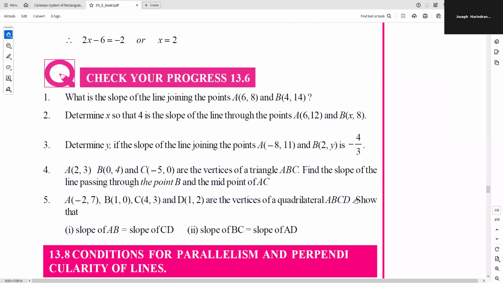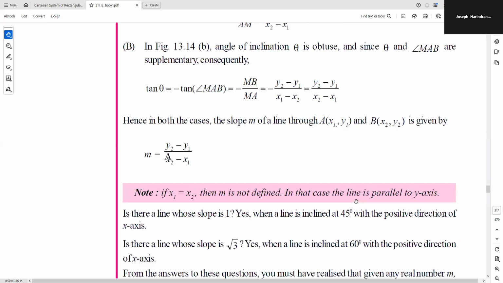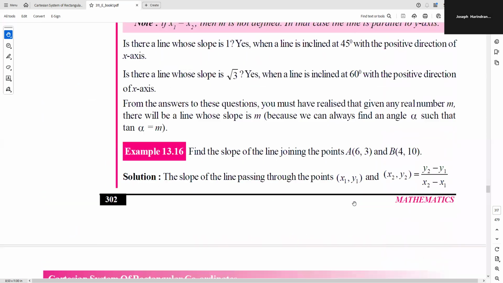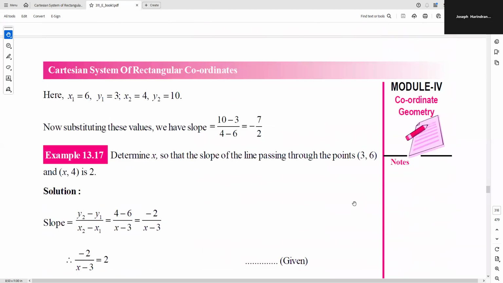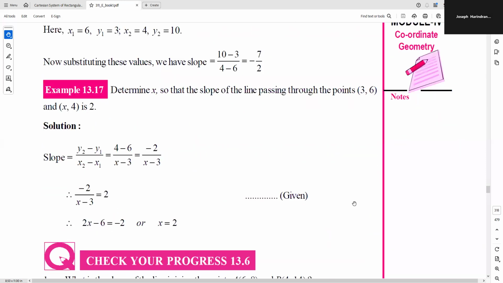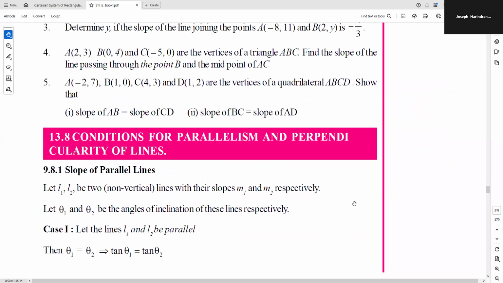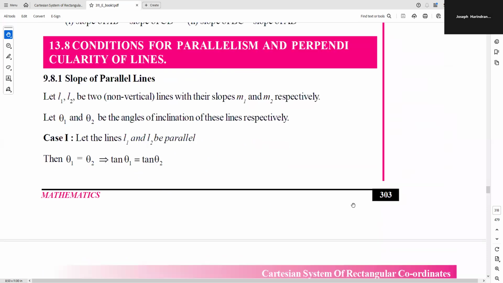We have some exercises there. Questions are there. We can work out finding the slope using the same formula, y2 minus y1 by x2 minus x1, of the 2 points. Then we can find the slope of the line passing through the 2 points. Next, we go to the conditions for parallelism and perpendicularity of lines. What is the condition? When two lines are parallel, the slopes are equal. That's all.